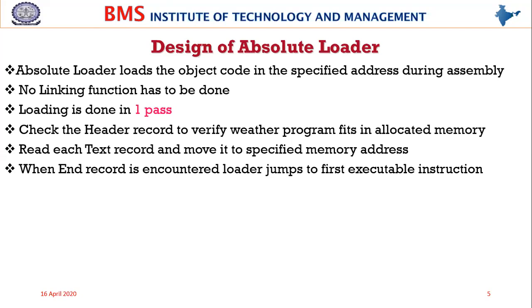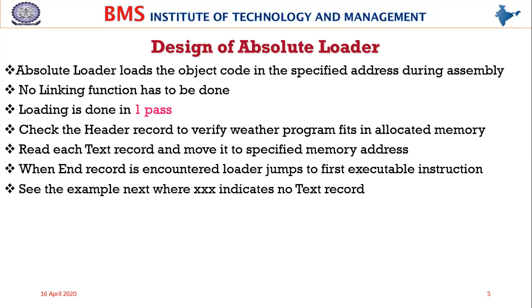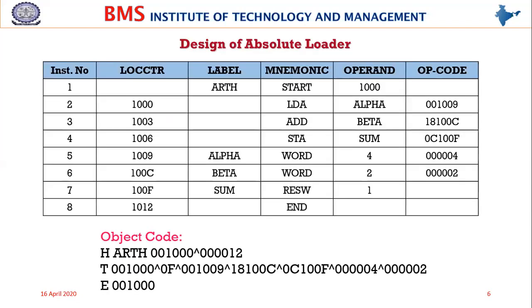At the end of every loading, after the program is completely loaded, the loader should point to the first executable instruction. That's how your loader is going to work. In the example we're going to see next, wherever there is XXX, it is indicating there is no text record, meaning it is blank. Don't need to worry about it.